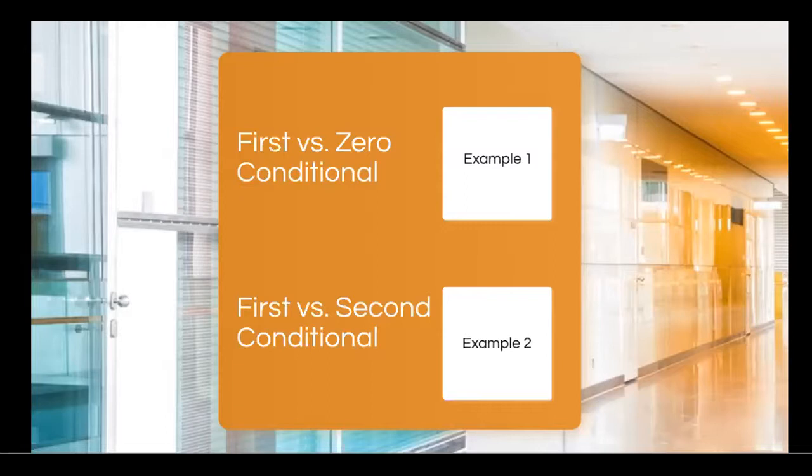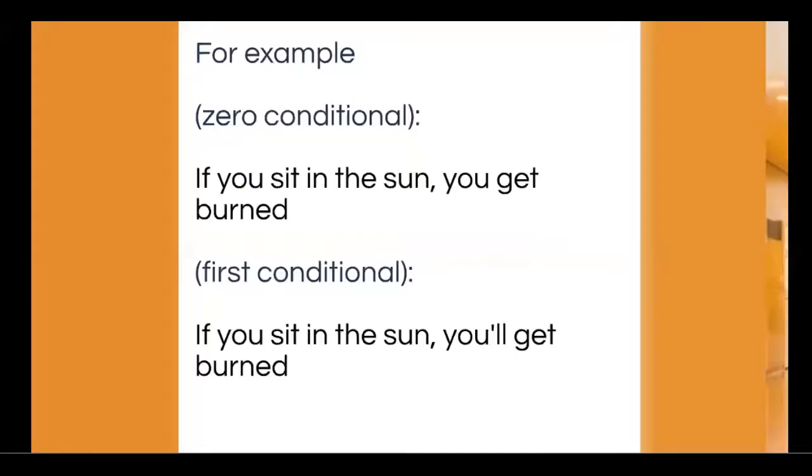For instance, zero conditional. If you sit in the sun, you get burned. Here, I'm talking about every time a person sits in the sun. The burning is a natural consequence of the sitting. But the first conditional: if you sit in the sun, you will get burned. Here, I'm talking about what will happen today. But another day might be different. Maybe it will be raining tomorrow.